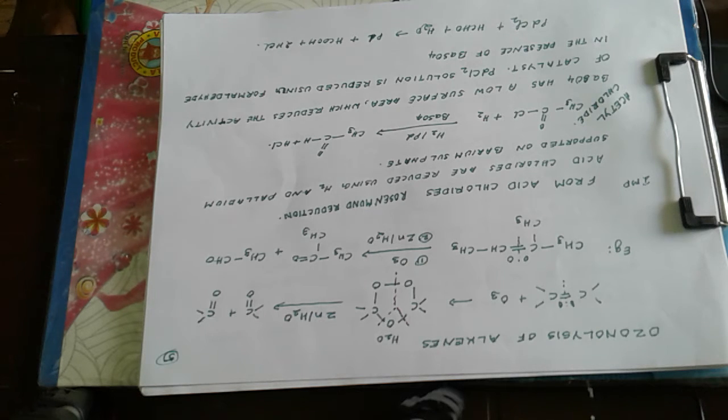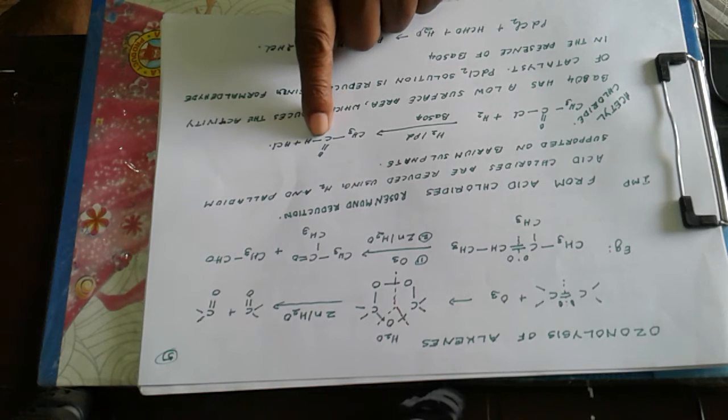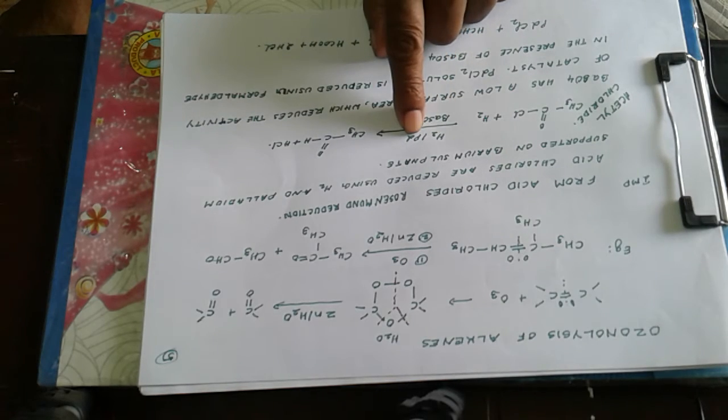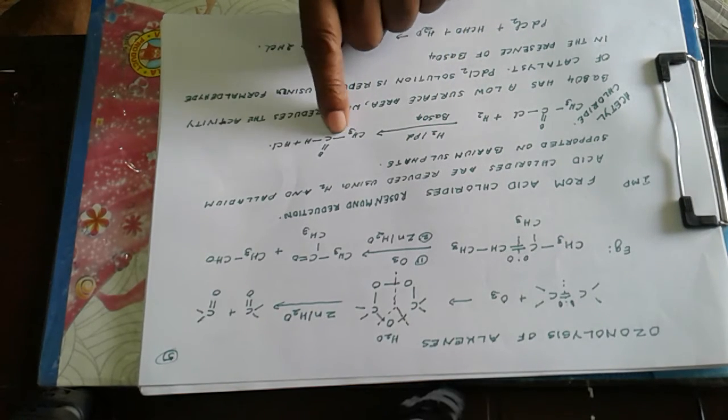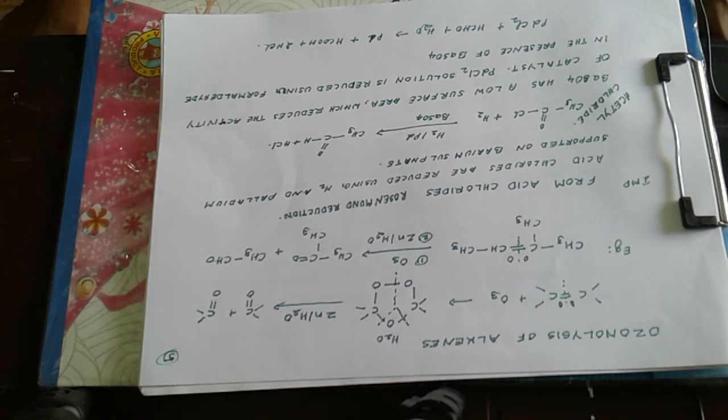Now here barium sulfate is acting as a poison to the catalyst palladium. Because the CH3CHO formed may be easily reduced by hydrogen and palladium to the corresponding CH3CH2OH, that is primary alcohol. To prevent this, we are using palladium on barium sulfate. In barium sulfate, it is said that it has a low surface area, and the catalytic activity of a catalyst is directly proportional to the surface area of the catalyst.